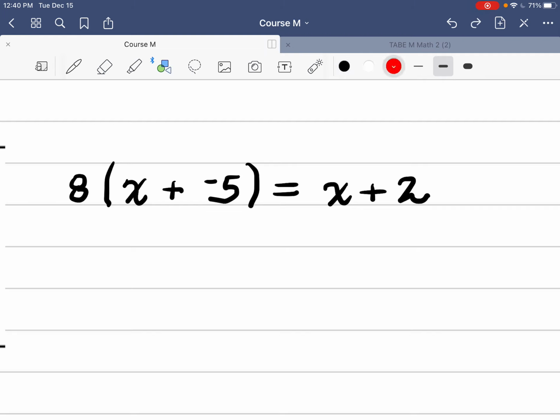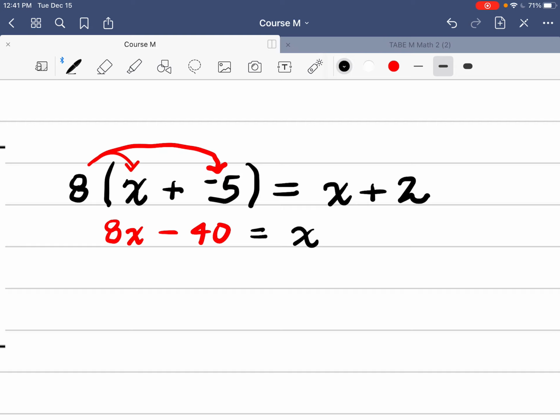So let's, oh, sorry, gotta do distribution. So 8 times x, that's 8x. 8 times negative 5 is negative 40. And copy the rest.